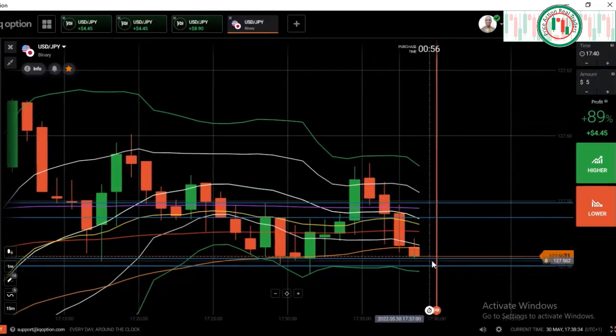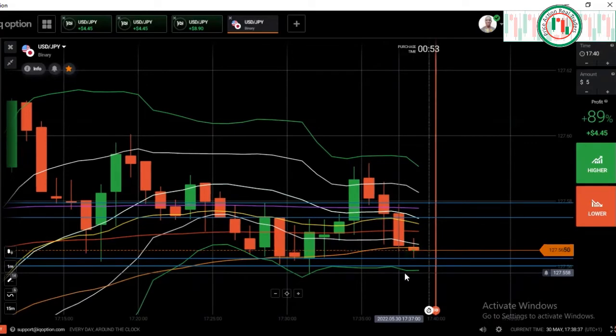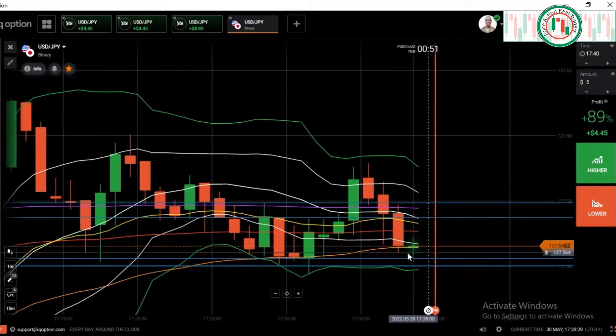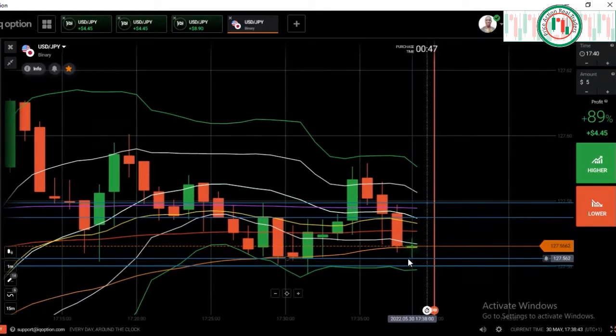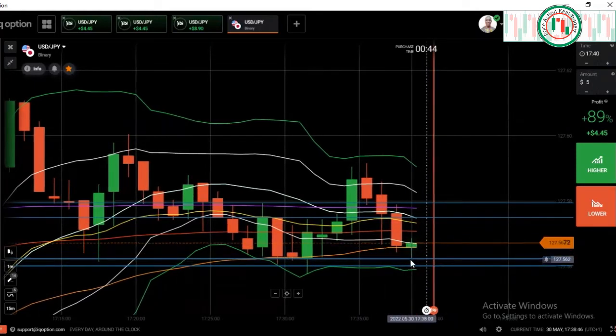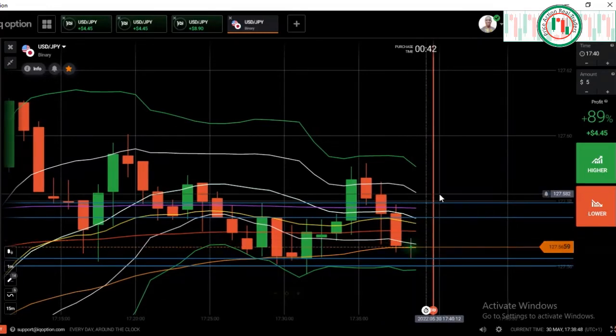So I will wait. I'm waiting for the market to come below here, then I place my trade. I know it may create a weak candle, but the market is not coming. So the market just touched here.